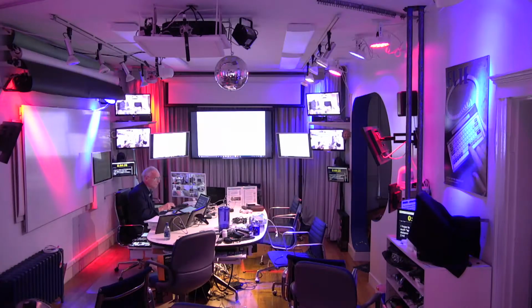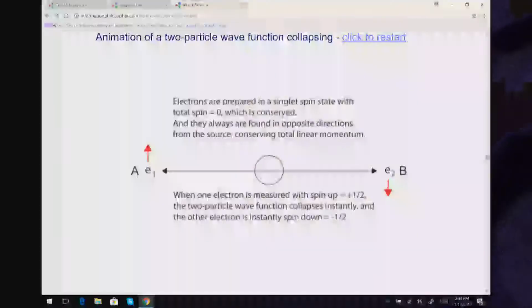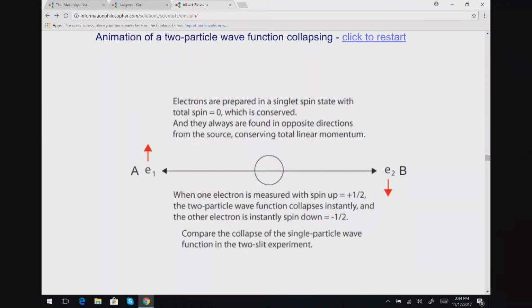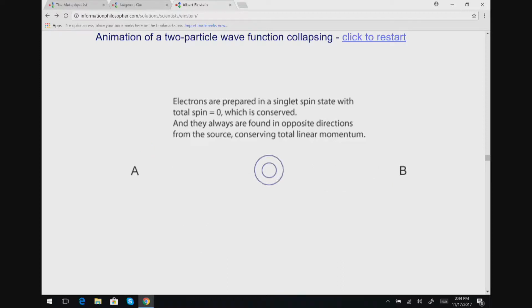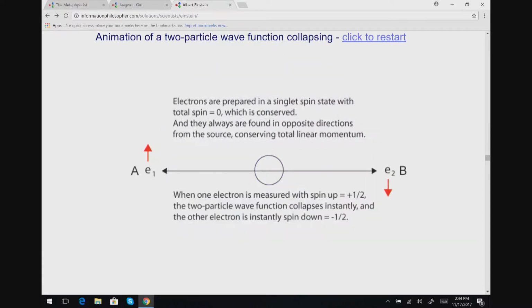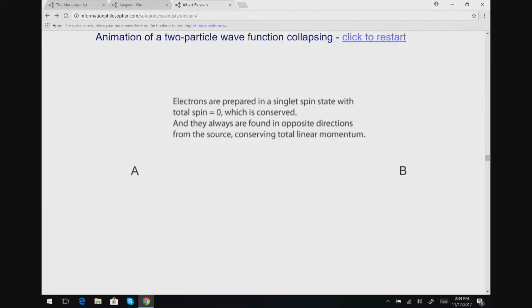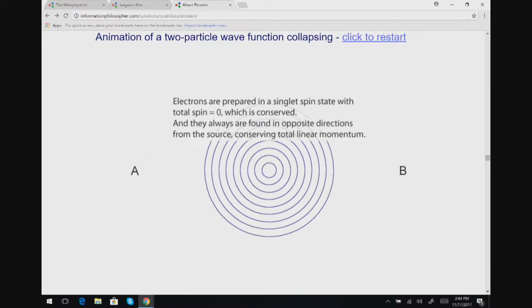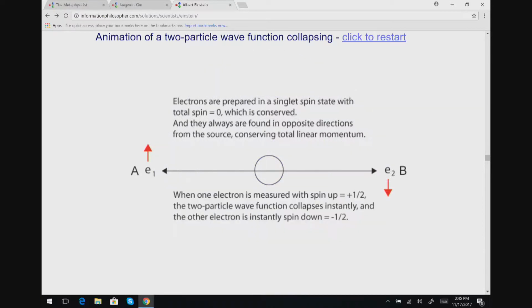So what I have here, I'm going to try to go to this page, and I want to restart an animation. So we'll read along with it. It says that electrons are prepared in a singlet spin state. If you know about entanglement, you probably have the general idea that two things come together or are started off in the center of our experiment, and then the wave function for these two particles radiates out spherically in all directions.